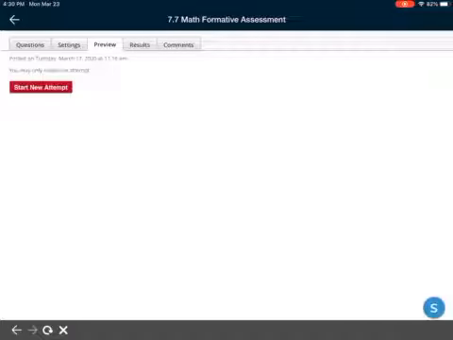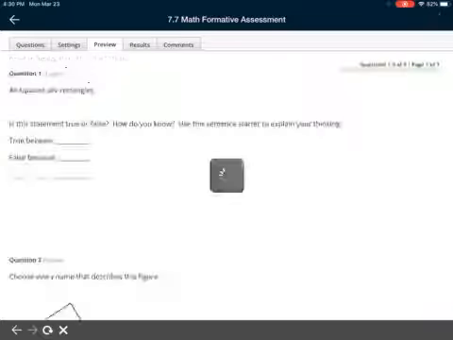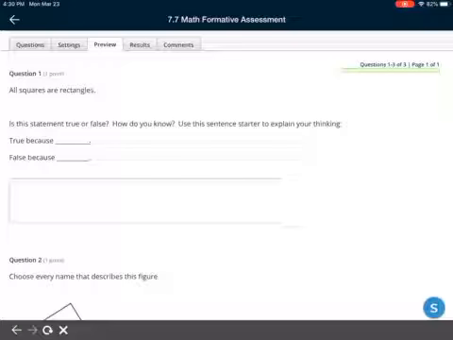When you open it up, 7.7 math formative assessment, this is all you're going to see, and you're just going to hit the red button, Start New Attempt. For the first question, it says all squares are rectangles. So I have to think, oh boy, are all squares rectangles? I know a square has 4 equal sides and 4 right angles. And rectangles, they have 4 sides and 4 right angles. Oh, okay. Well, I think I know.